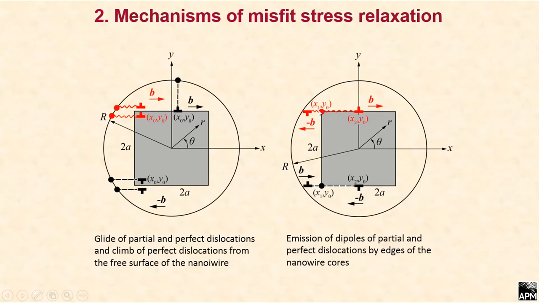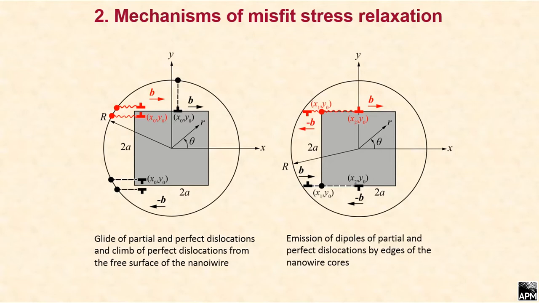In this case, we can generate dislocation dipoles. One dislocation glides along the interface and occupies some equilibrium position at this interface, while the other one glides into the shell and may occupy some equilibrium position or emerge at the surface. And the same is true for the dipole of perfect dislocations. Our aim is to classify these mechanisms and to choose which is more expectable.